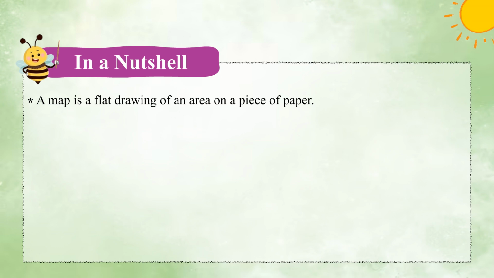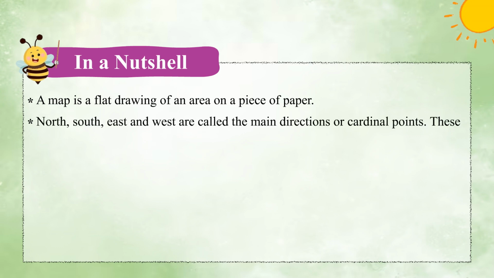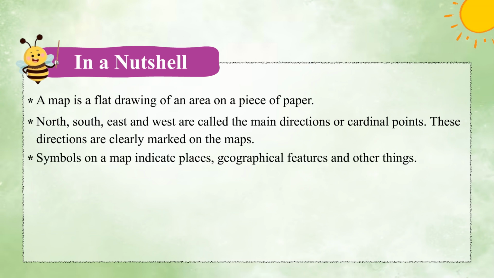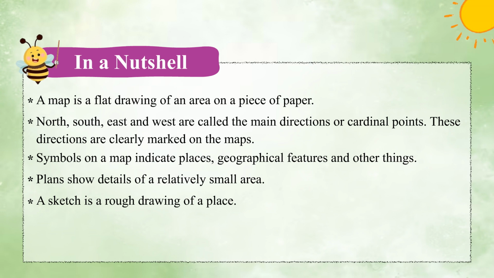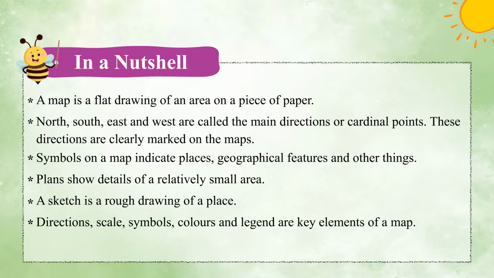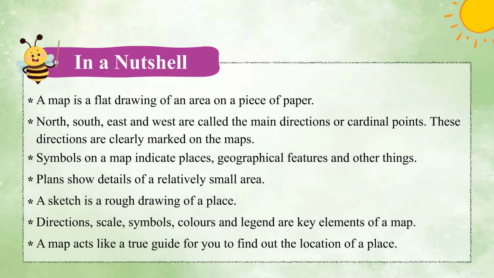In a nutshell, a map is a flat drawing of an area on a piece of paper. North, south, east and west are called the main directions or cardinal points. These directions are clearly marked on the maps. Symbols on a map indicate places, geographical features, and other things. Plans show details of a relatively small area. A sketch is a rough drawing of a place. Directions, scale, symbols, colors, and legend are key elements of a map. A map acts like a true guide for you to find out the location of a place.